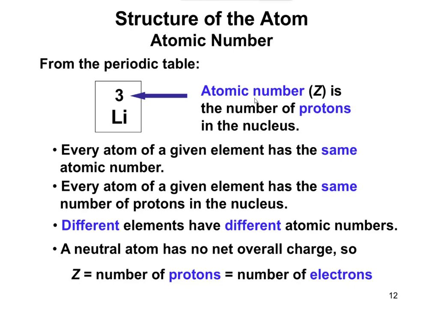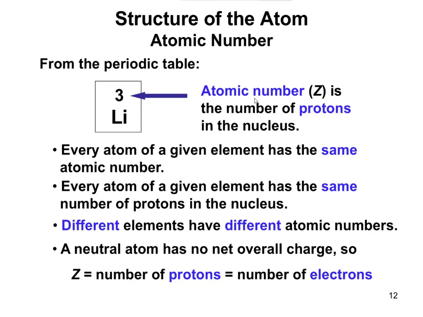So what that means is that every atom of a given element, so all lithiums in the world, are going to have 3 protons in the nucleus. All hydrogens in the world are going to have 1 proton in the nucleus. All carbons are going to have 6 protons in the nucleus. So you can go through looking at the periodic table, and whatever number is above the element is going to tell you how many protons are in the nucleus.